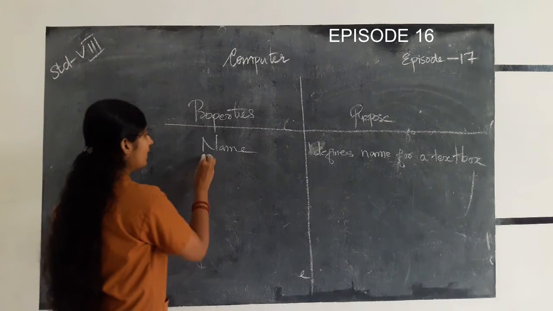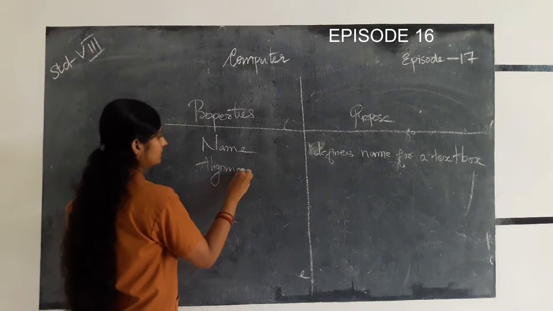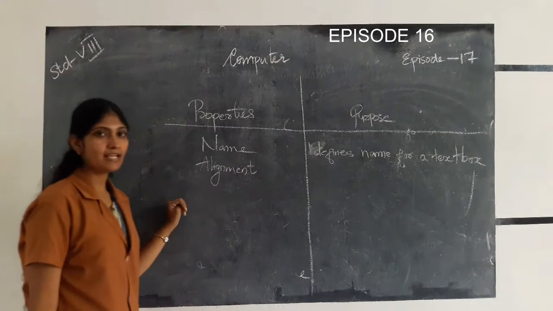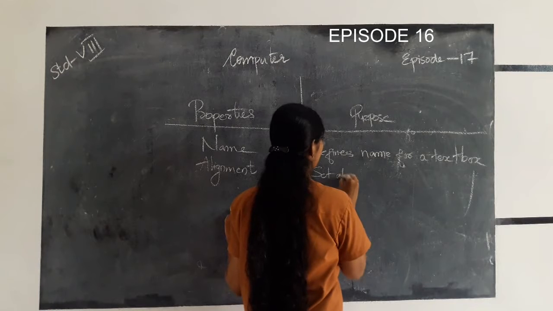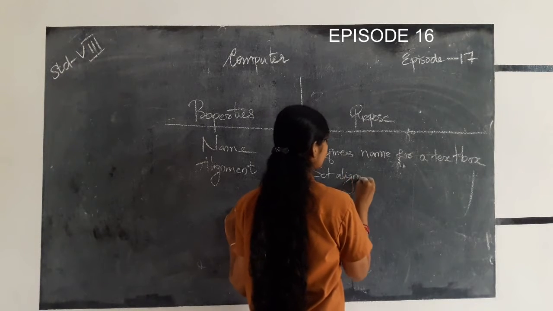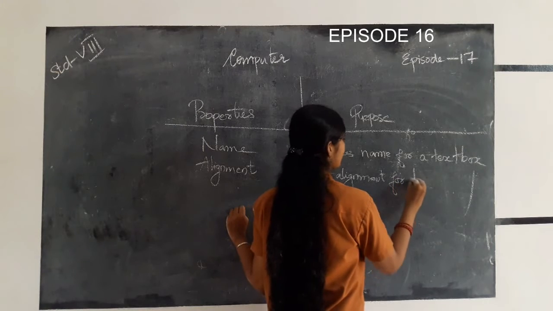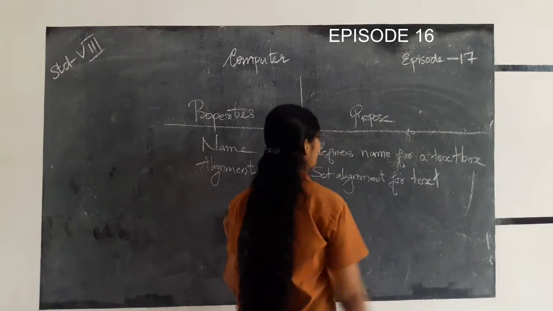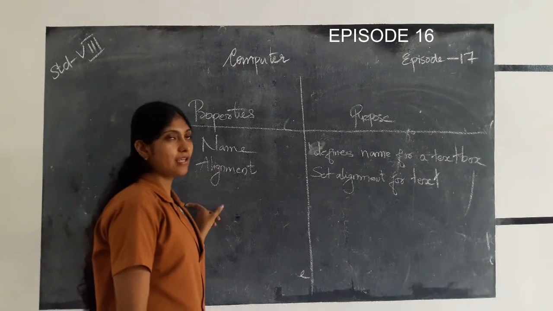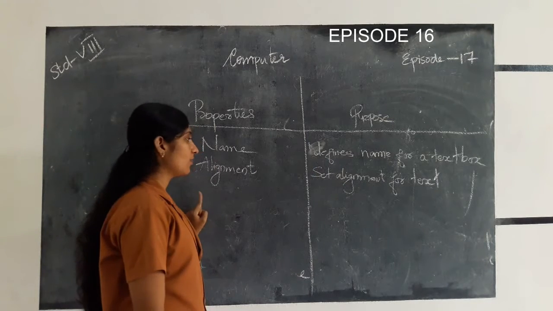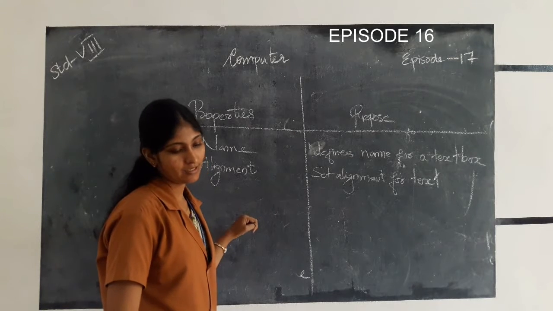So second one, alignment. Set the alignment for the text. So that is the second one. First, name. Name defines the name for a text box. Second one, alignment. It sets alignment for text.